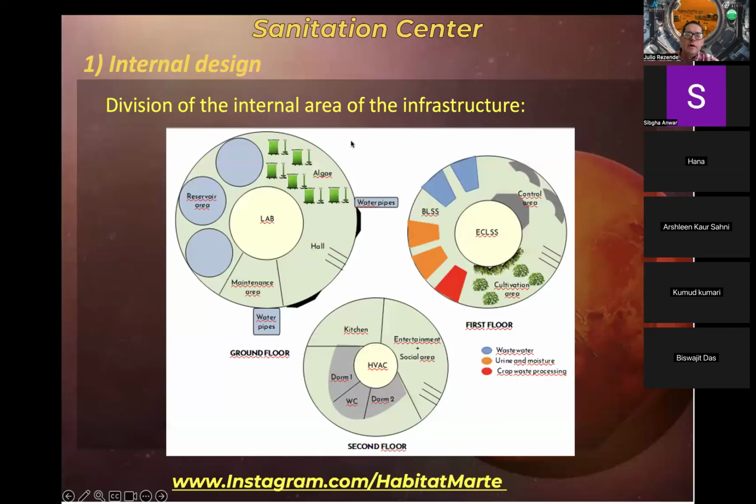Yes, and there is also the ground floor, the first floor, and the second floor. On the ground floor, a maintenance area, a laboratory, and algae cultivation. On the first floor, environmental control and life support systems operate here. And the second floor, or third level, operates as a small dormitory and kitchen to support astronauts, in a social area.